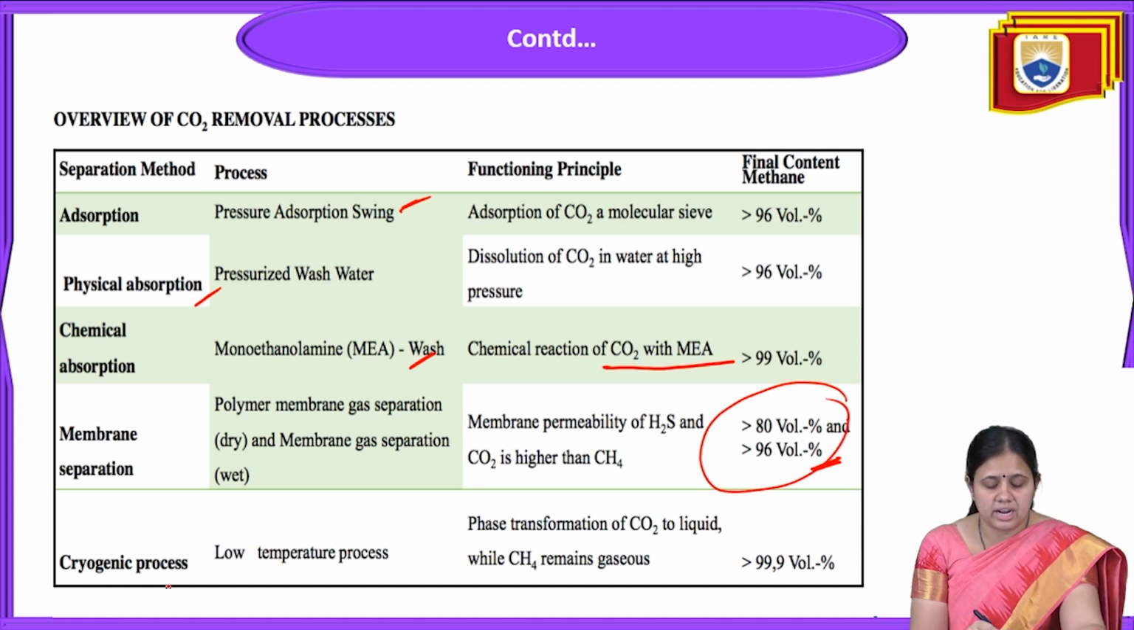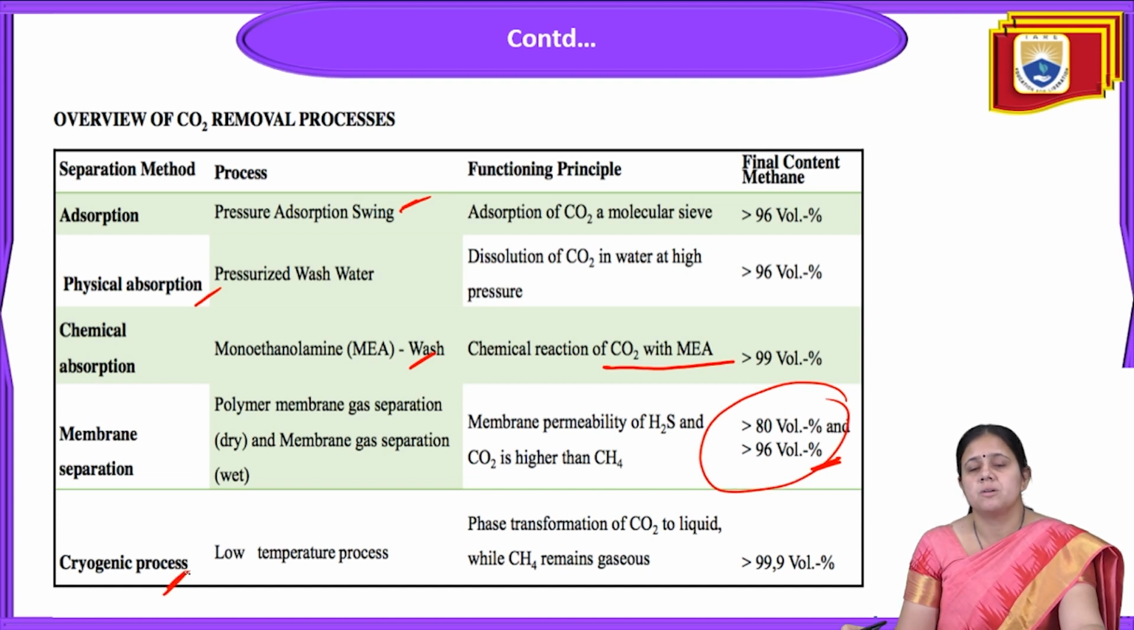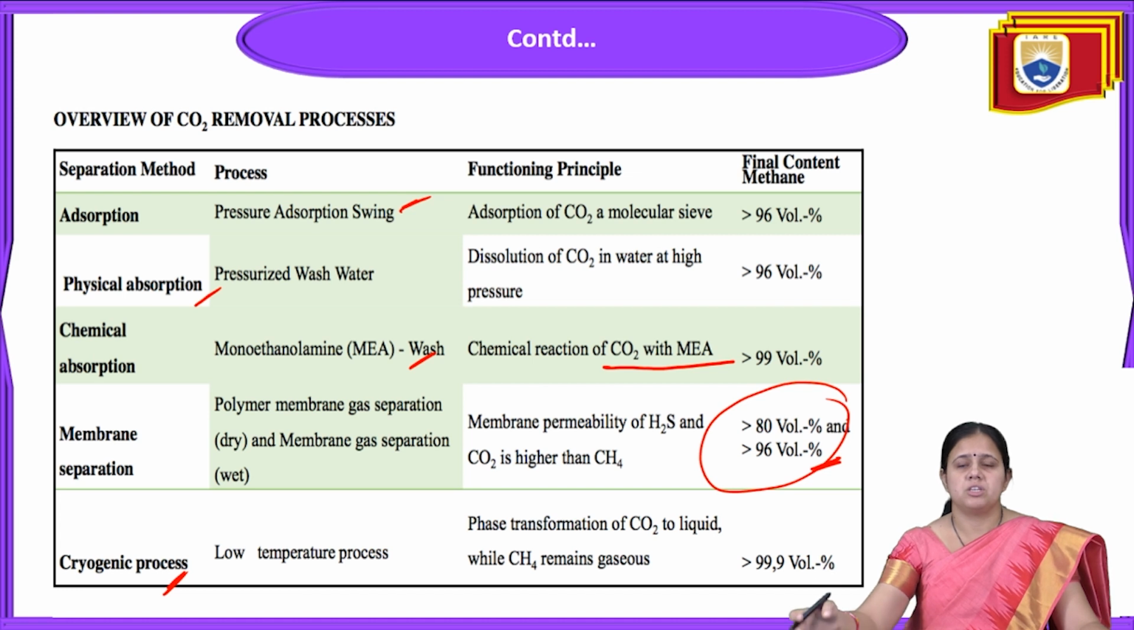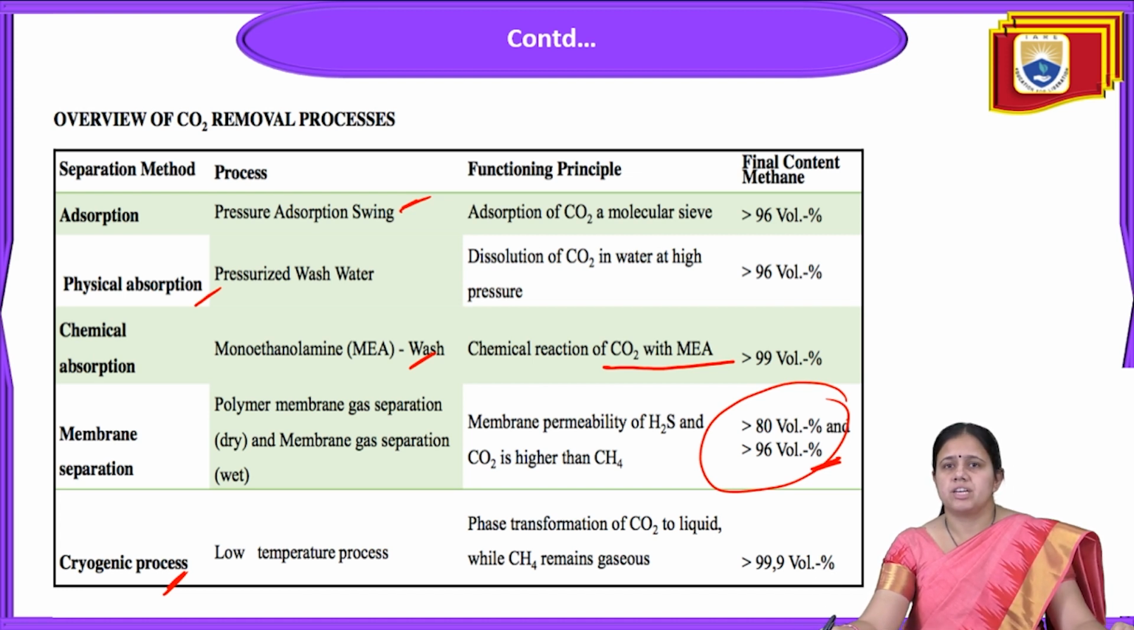Next is the cryogenic process. In the cryogenic process, a low temperature, high pressure process will be there, and for this, the phase transformation of CO2 to liquid happens, while methane remains a gas, and the final methane content we get is more than 99%. So adsorption by PSA is a very useful method, and this cryogenic process is also a very good method. So this is an overview of some carbon dioxide removal processes.